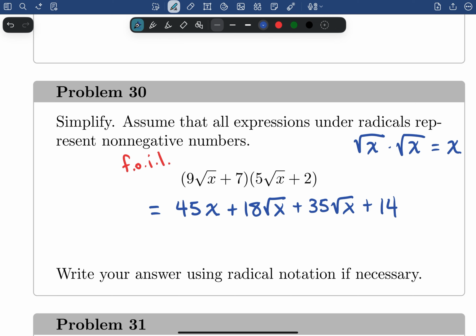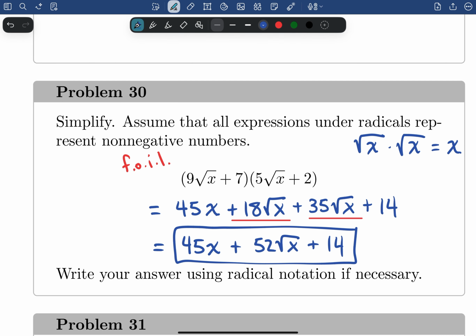Great, so here is my result of FOILing. And now I notice that these are like radicals. Here I have the same index and same radicand, so I can combine them as like terms. And so my very final answer is 45x plus, well, 35 and 18 gives me 53 root x's plus 14. Great.